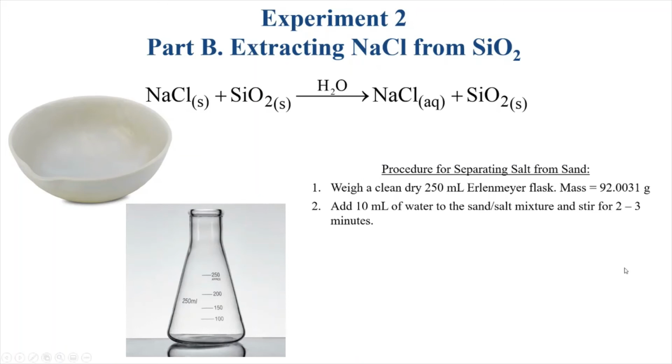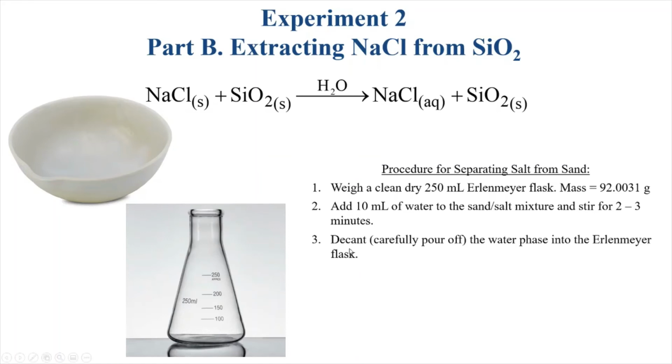We're going to make sure that we stir for 2 to 3 minutes, because when we did the egg experiment in experiment 1, if you tried to dissolve salt in water, you see that it takes some time for the salt to dissolve all the way. So we're going to slowly add the water, and we're going to stir to make sure that we get all of that sodium chloride dissolved.